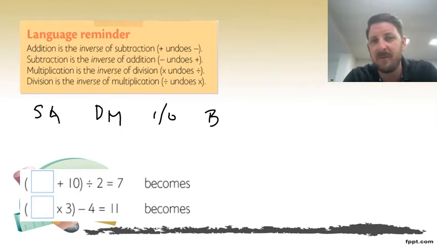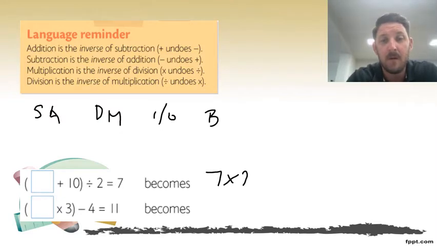Some of us would already know the answer because you can work it out in your head, but there's a really easy way of doing this when we backtrack. We write out a new sum. We know what our answer is, so let's start with 7. Then we look at the first part outside of the brackets. It says divided by 2. The inverse of divided is multiply, so we're going to multiply by 2.